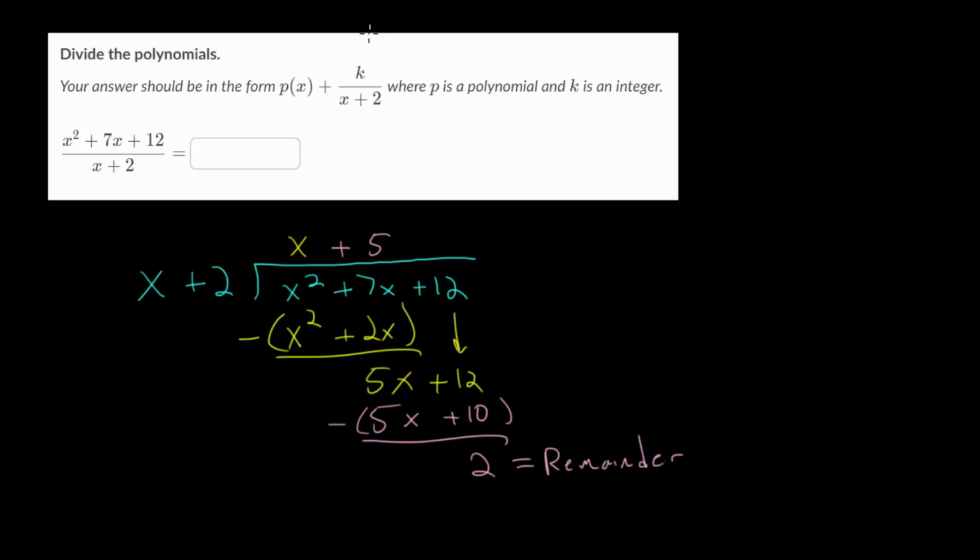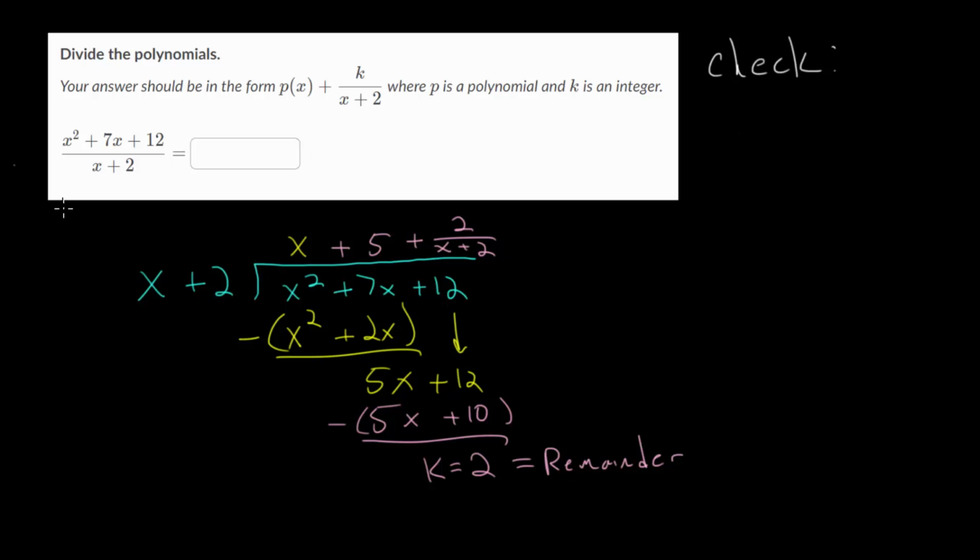And from the original problem, this is what we call k. So it's that integer that we're going to divide by our linear expression. So our final answer then, using this remainder, we're going to have plus 2 over x plus 2. So when we divide this quadratic by this linear factor, we get back x plus 5 plus 2 divided by x plus 2. And remember, there are ways to check these. So we can just remultiply to actually check this.